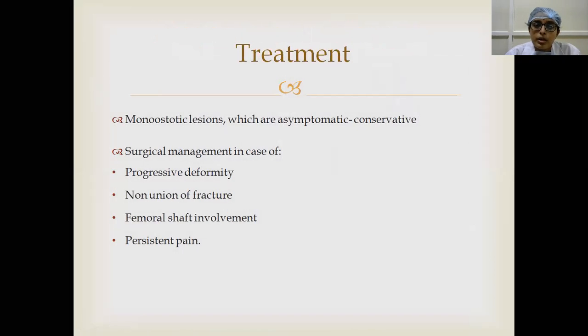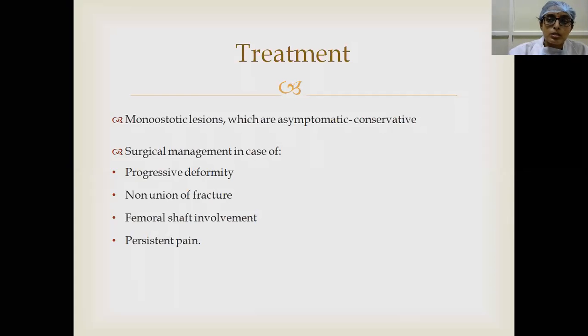Now coming to the treatment point of view, monostotic lesions which are asymptomatic can be left. Surgically they are intervened if deformities like shepherd's crook deformity are increasing, or if there is any fracture which has gone into non-union, or if there is femoral shaft involvement. And if there is persistent pain, we have to intervene surgically, which is usually curettage, bone grafting, and internal fixation to augment it. Sometimes bisphosphonates also have a role in the treatment of fibrous dysplasia.